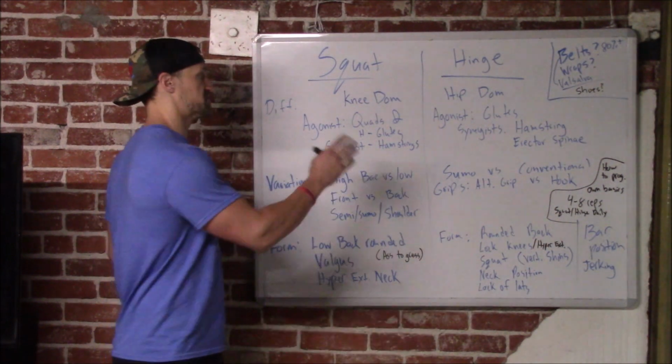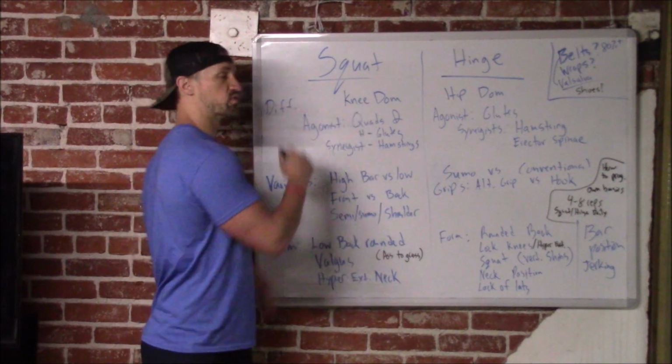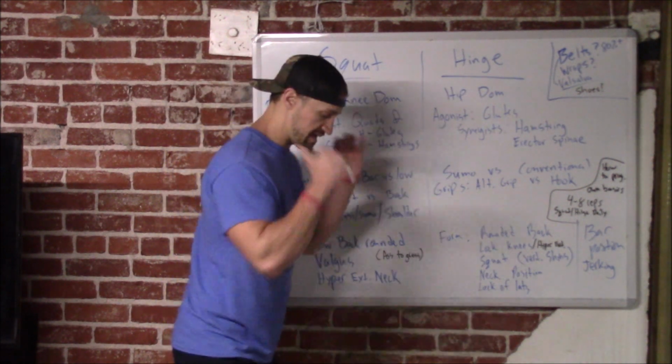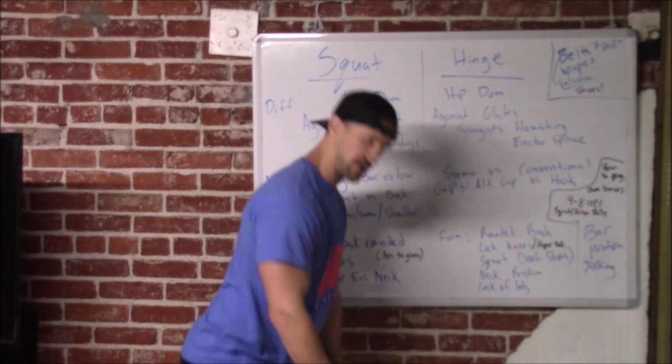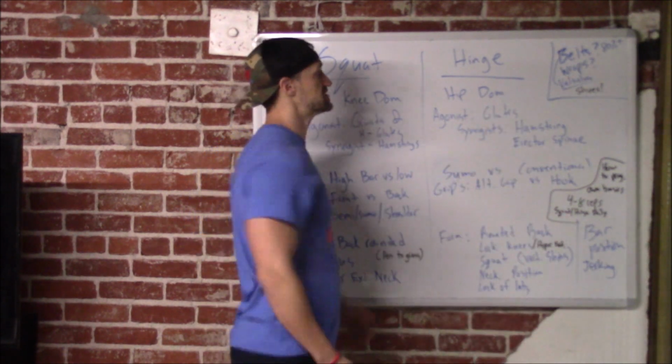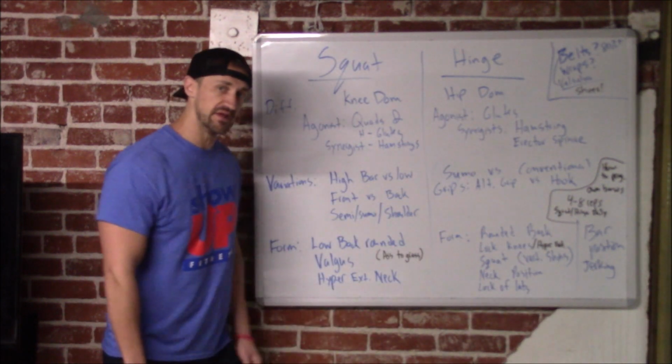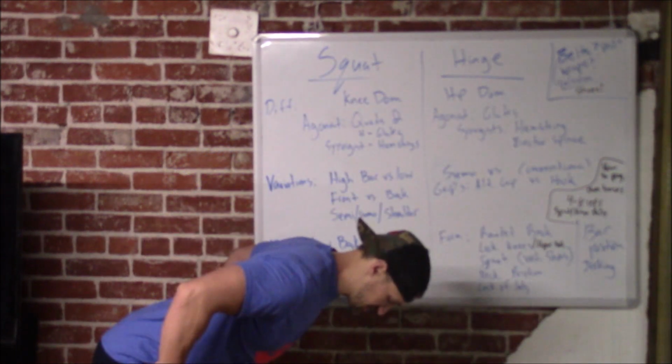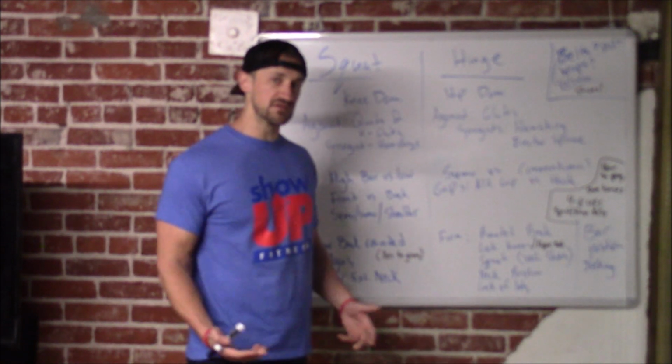So first, the main difference: squat is more knee dominant. So when we come down at the end of the squat position, our knees are not going to be vertical, as they probably should be closer to in the hinge. The hinge is going to be more hip dominant. So the hips are just coming back. It's like a door hinge.